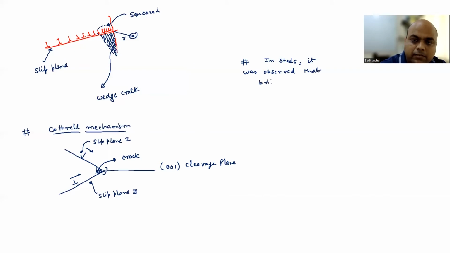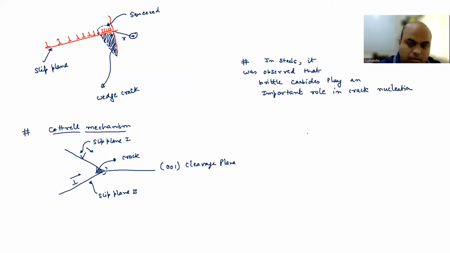that brittle carbides play an important role in crack nucleation. Okay, so suppose you have two grains, and then at the grain boundary you have a carbide. So this is your carbide.